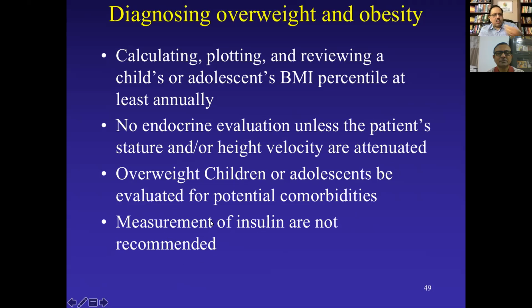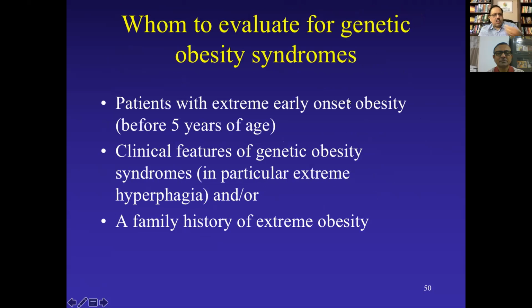Now, the guideline also tells us which children can have genetic obesity syndromes. So for patients who have extreme early-onset obesity below 5 years, clinical features of genetic obesity syndromes, particularly extreme hyperphagia, or a family history of extreme obesity which is intergenerational, you should think of monogenic causes of obesity.